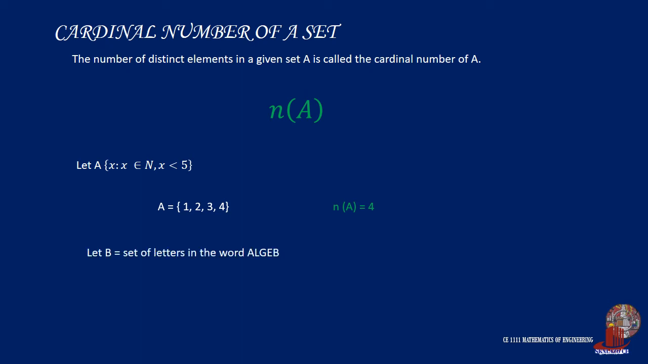Another example, let B equal the set of letters in the word algebra. We would note that set B would have elements A, L, G, E, B, and R. The cardinal number of set B would give us 6.